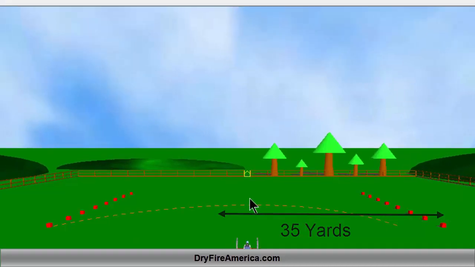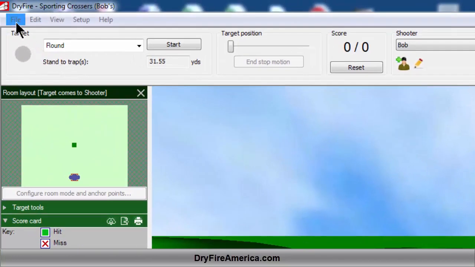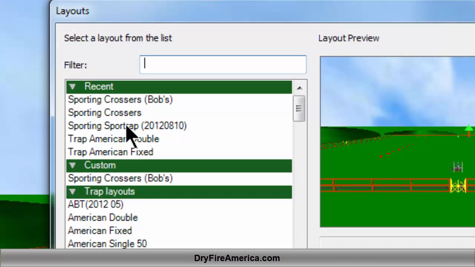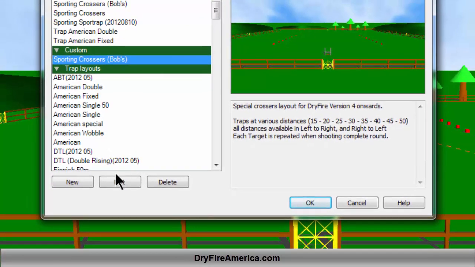Now let's go ahead and move to the upper left-hand corner, click on the File button, and then we're going to come to Layouts, click on it. And then in the Layouts dialog box that opens, I'm looking for the name of my layout, which is Sporting Crossers Bobs. So I'm going to click to highlight that. Then I'm going to come down and click on Edit.